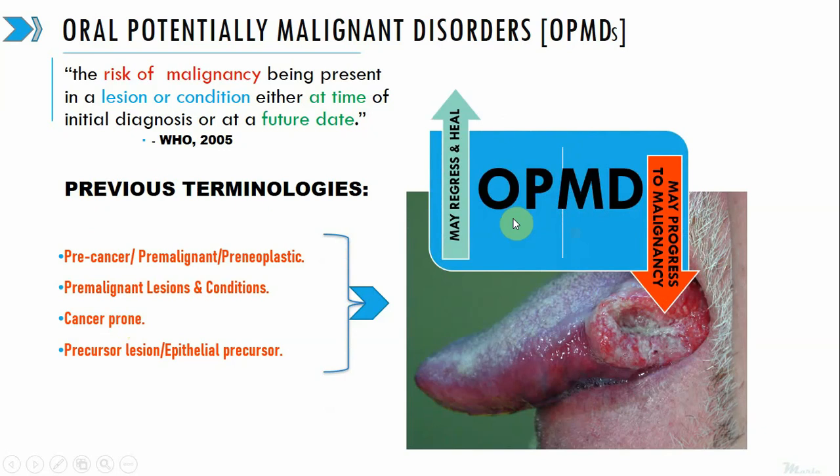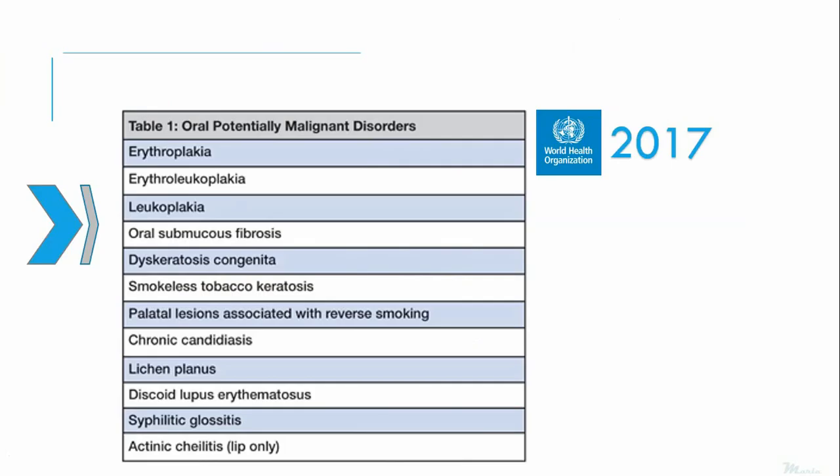These OPMDs are significant because if properly taken care of, they may regress and heal, or if neglected, these may progress to malignancy. So, knowing about oral potentially malignant disorders can help significantly in reducing the incidences of oral cancer.